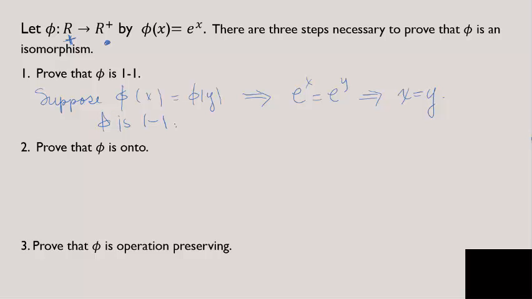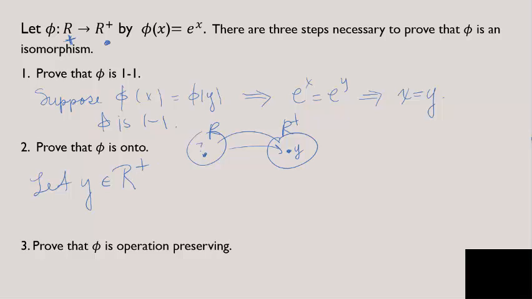Phi is one-to-one. Now let's prove that phi is onto. To prove it's onto, remember here's R, and here's R plus. We want to pick a positive real number y and find something over here that maps to it. Pick any y in R plus. So let y be in the positive real numbers. Well, we know what maps to y.